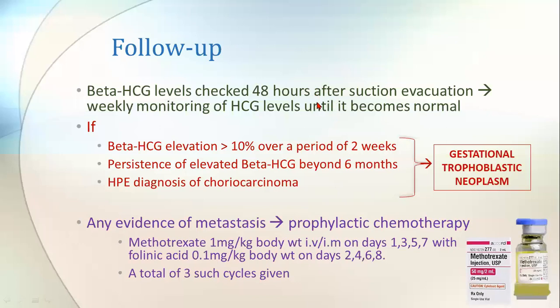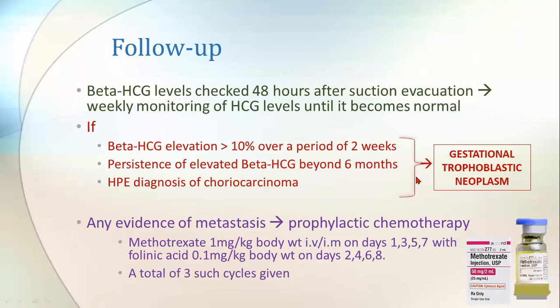But sometimes there may be elevation of the HCG levels by greater than 10% over a period of 2 weeks. That means there is a gradual increase in the beta-HCG levels; the levels will not decrease. And sometimes there may be plateauing or persistence of the beta-HCG levels beyond 6 months. Apart from this, the histopathological examination of the products we have sent after sucking the moles may be diagnosed as choriocarcinoma. Then the patient should be explained that she has a gestational trophoblastic neoplasm.